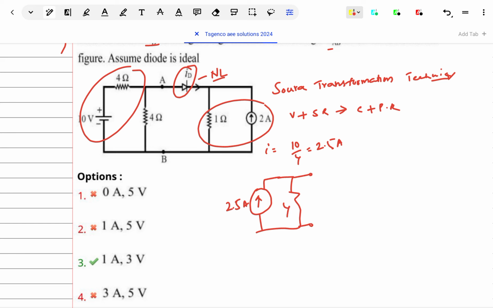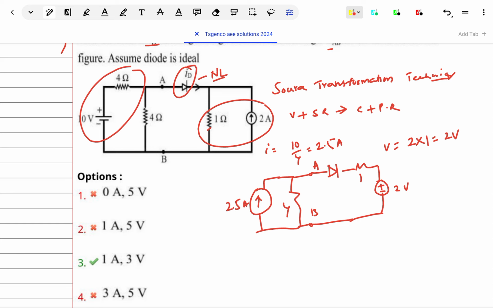I am not disturbing terminals A and B here, and I am keeping the diode as an ideal one like this, and the current source is in parallel with the resistance. I will convert it. So V is equal to I into R, that is 2 into 1, so 2 volts, and what was in parallel will become in series here now. So 2 volts here.